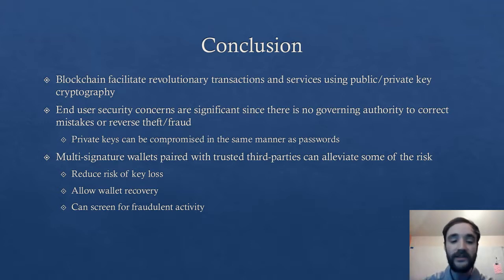So we use a multi-signature wallet system paired with trusted third parties so that we can eliminate some of this risk by reducing the risk of a key loss or allowing wallet recovery, and to potentially screen for fraudulent activity, which are services most users anticipate but cannot be innately supported on the blockchain without using additional parties. By using this system, hopefully we can allow users to practically engage with blockchains to make cryptocurrencies a valid way for individuals to use currency without exposing themselves to significant levels of risk.